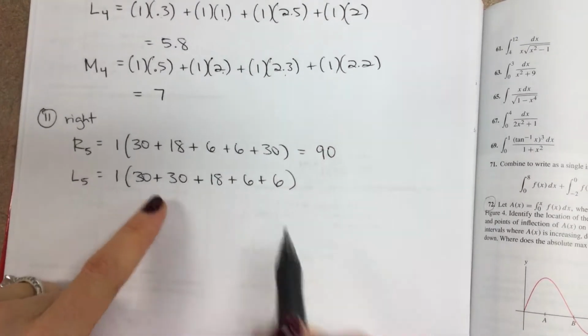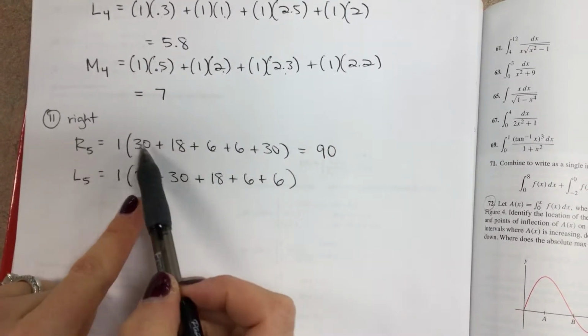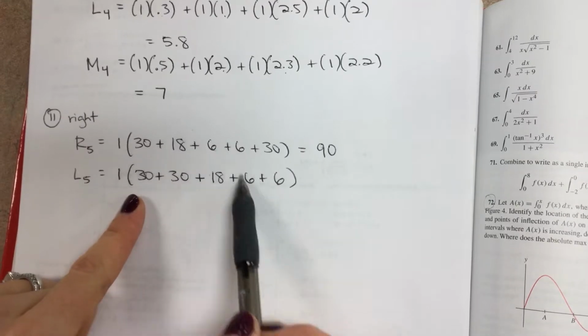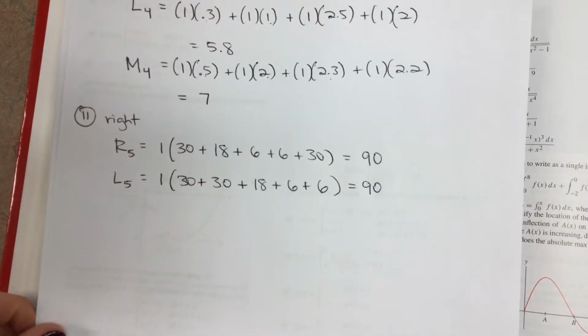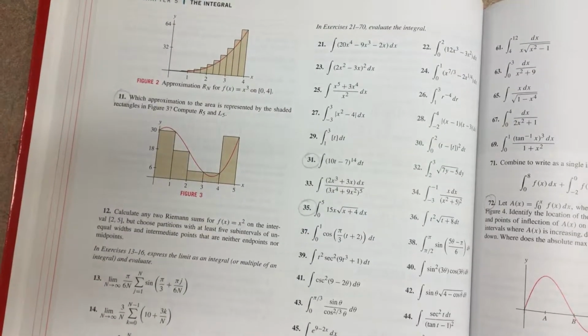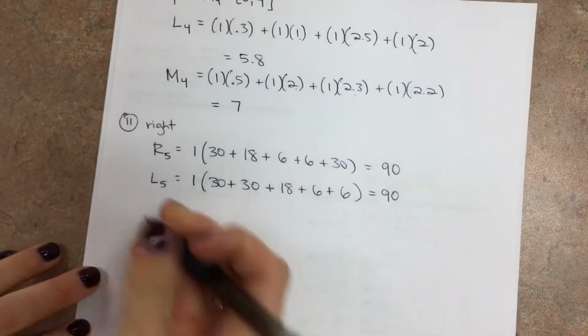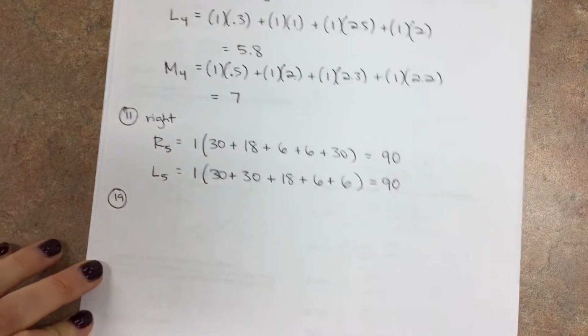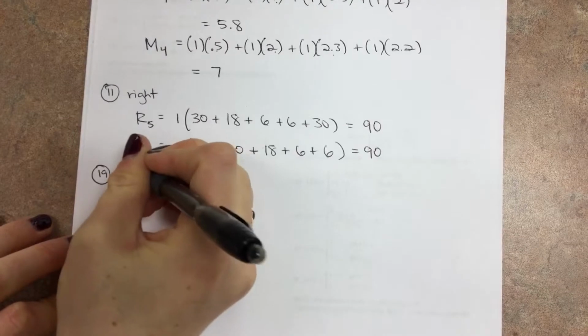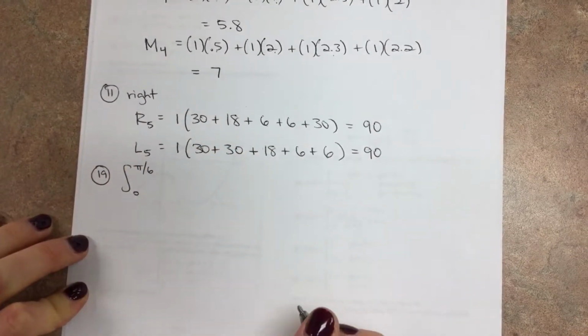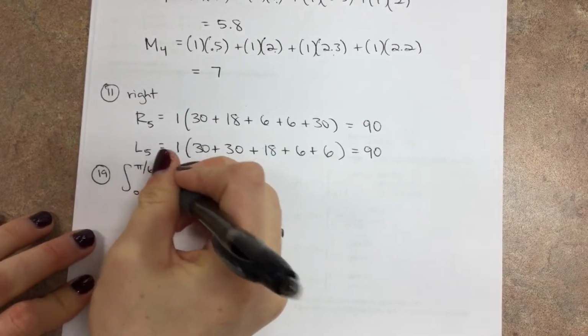Okay, so you can see they're in different orders, but you've got 30, 30, 18, 6, 6. So you know that in this case, it's going to come out to be the exact same approximation for those two numbers. Okay, so those are all the pictures that we need to see. The next handful are all antiderivatives, some definite, some indefinite. So 19 is definite. So we've got bounds from 0 to pi over 6.